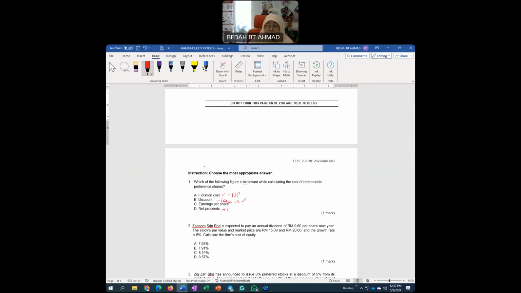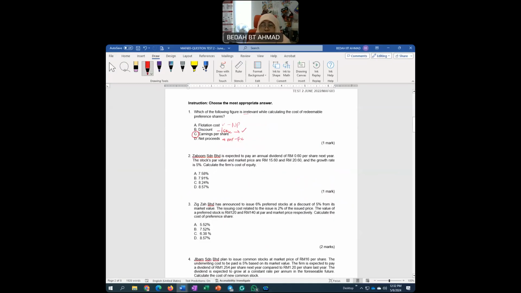This is the market price less flotation cost. So this information is important and relevant. Okay, so the one that is not relevant is C, earnings per share. Okay, question 2. Zabum is expected to pay an annual dividend of 60 cents per share next year.